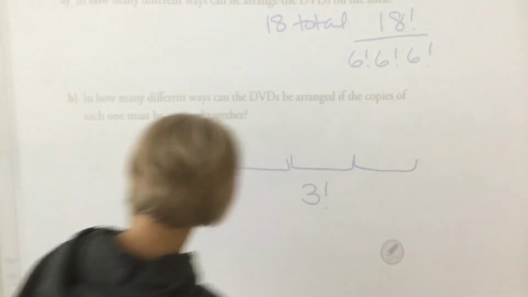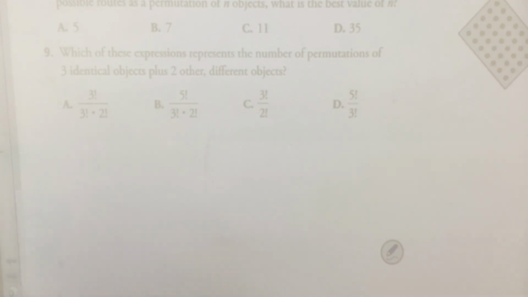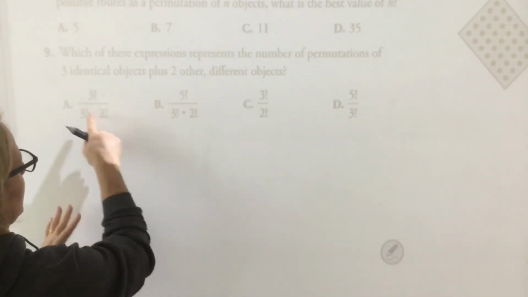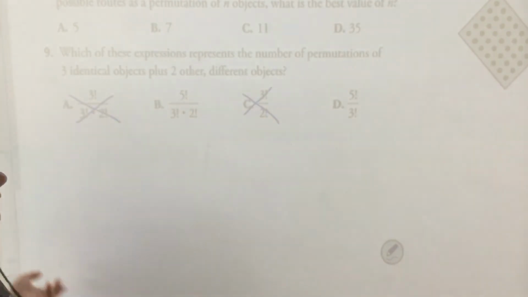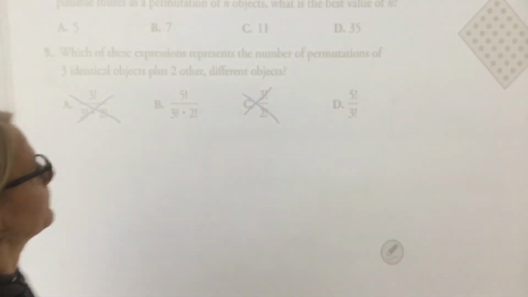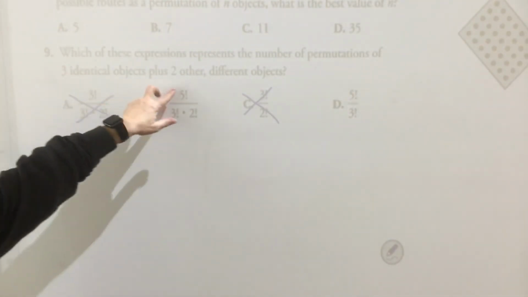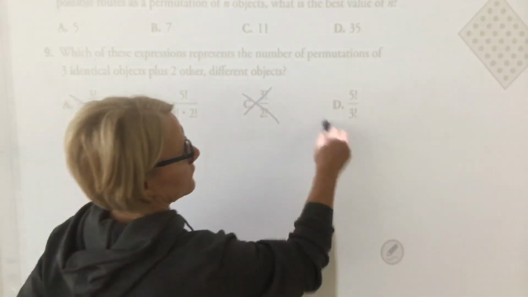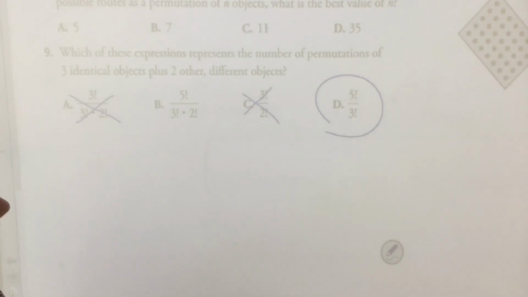Okay, so that's, I think we have one more, number 9. So which of these expressions represents the number of permutations of 3 identical objects plus 2 other different objects? So they're giving you the answer, just which one is the answer. So 3 identical objects plus 2 other means I have a total of 5. Okay, so right there with multiple choice, I can start to eliminate questions. So I'm down to B or D. And it has 3 identical. These other 2, you don't know anything about them. They're not necessarily identical. It doesn't give you that information. So that means you're just dividing out the 3 repeating.